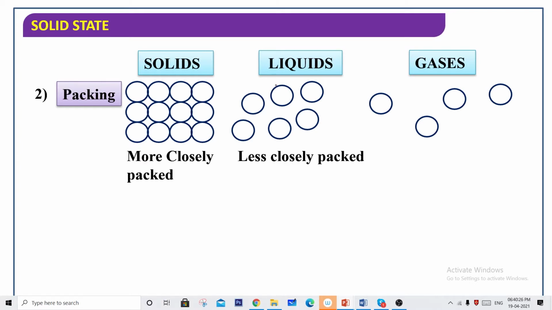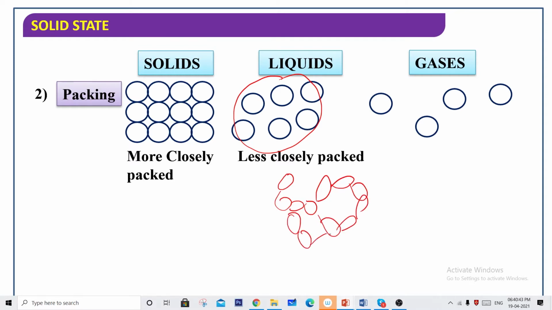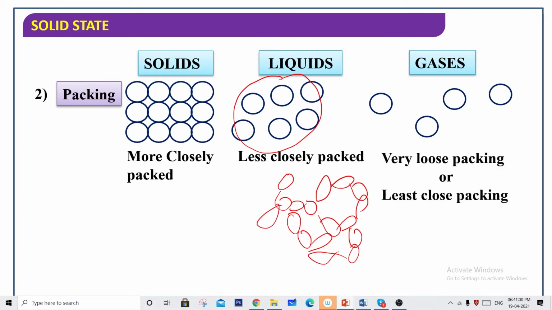But I think there is something wrong with the liquid part here. The particles are not separated in the liquid, but their packing is loose. If it had been so, then I should not have liquid water. They are bonded with each other. There's something wrong with this type of representation, right? Right, sir. So very loose packing, least close packing in case of the gases, and very closely packed structure in case of these solids.